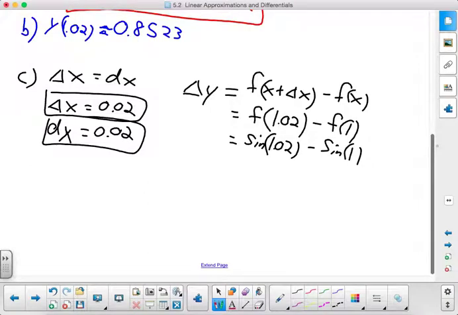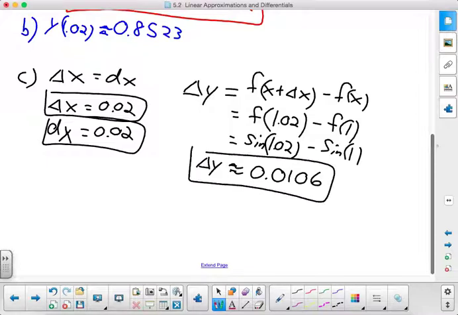So what's f of 1.02? It's 0.8521 minus 0.845. So the difference would be 0.0106. So there's not much difference there, right? And that's kind of good, because x is small. There's not much difference.